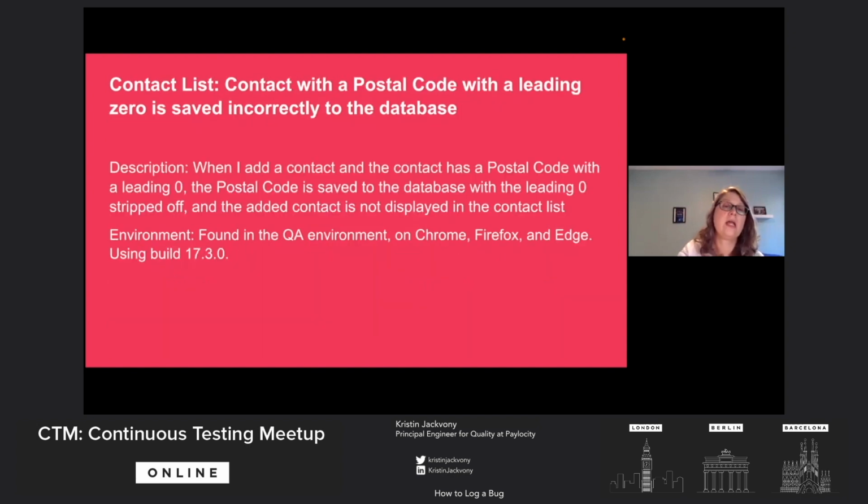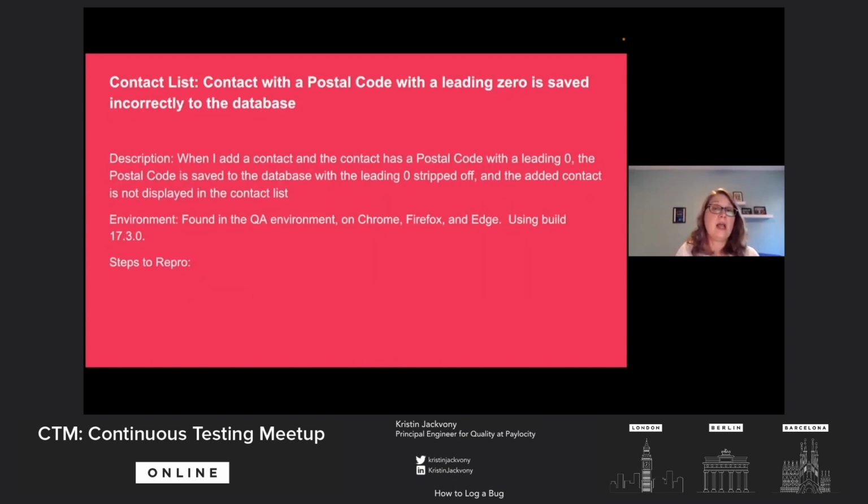Okay, so for environment, since this is not actually a real bug, and since we all have different kinds of environments, I just put that one in there. So that's a given. But now we've got steps to repro. So what would be the first thing we would want to tell our developer to do?